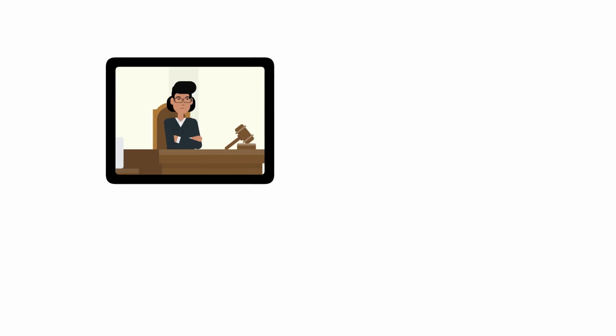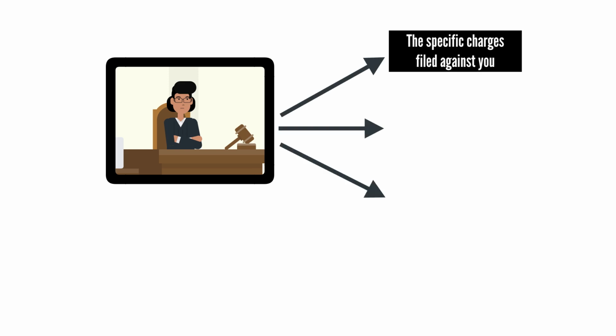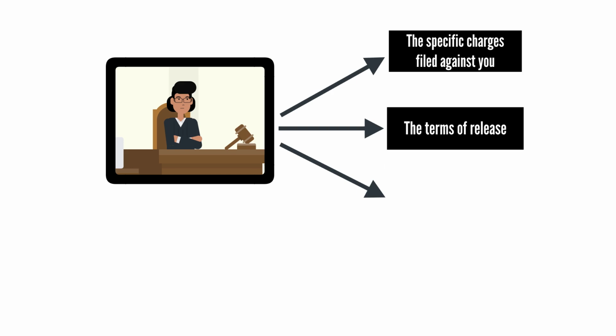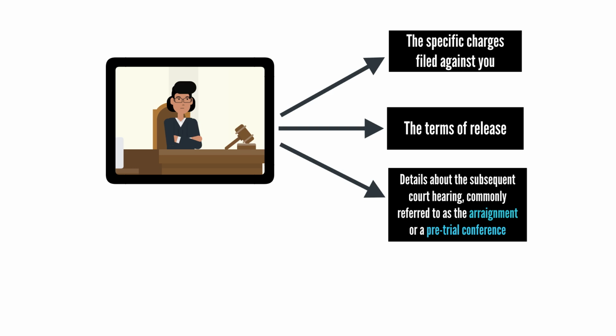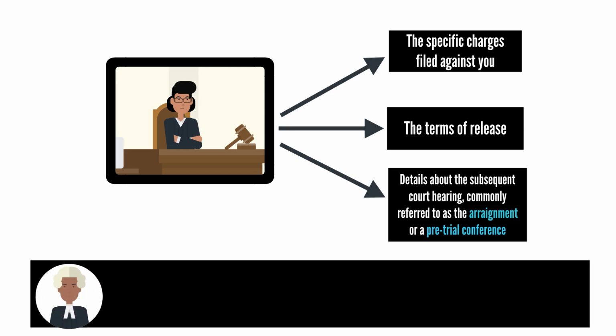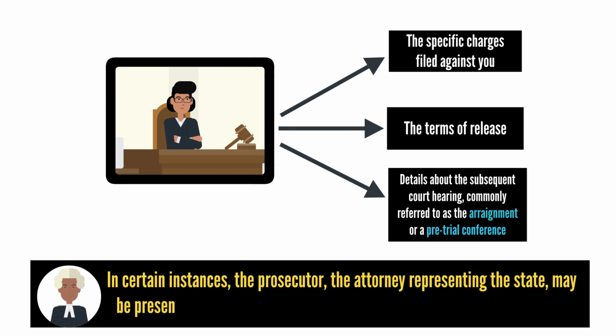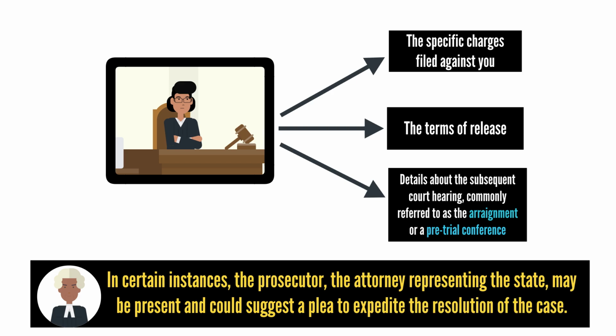Initial appearance. The initial appearance signifies the inaugural hearing in your criminal misdemeanor case. In this starting proceeding, the judge addresses three pivotal elements: the specific charges filed against you, the terms of release, which may encompass options such as own recognizance release, supervised release, bond release, or no release, and details about the subsequent court hearing, commonly referred to as the arraignment or pre-trial conference. In certain instances, the prosecutor, the attorney representing the state, may be present and could suggest a plea to expedite the resolution of the case.